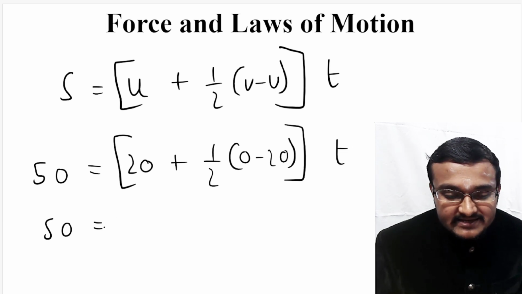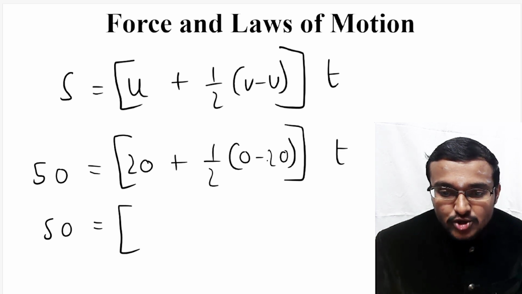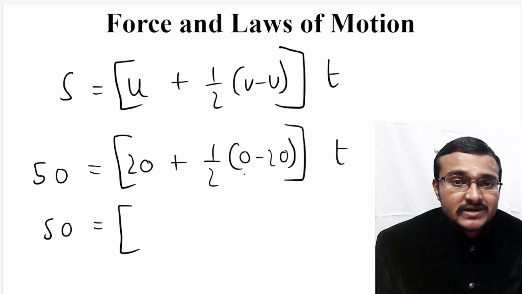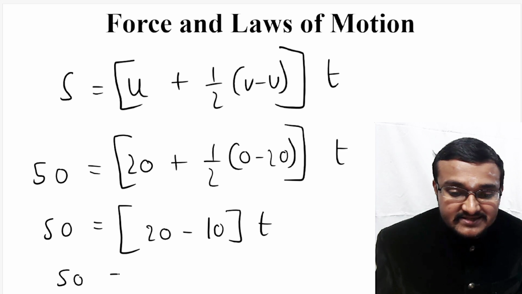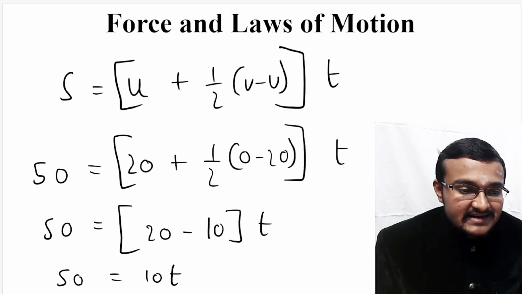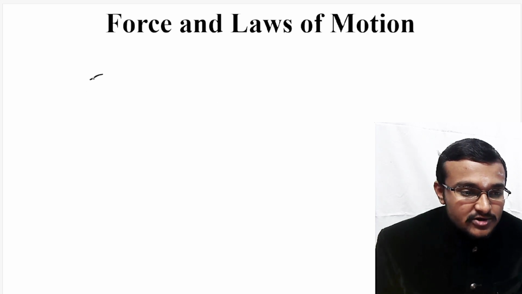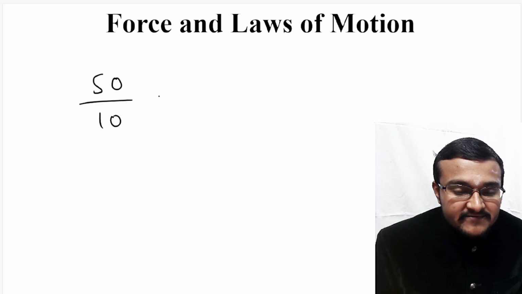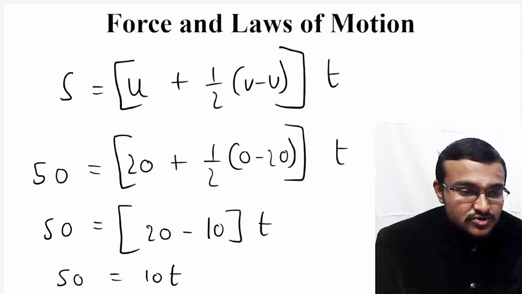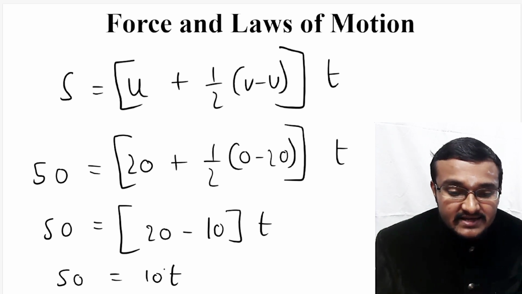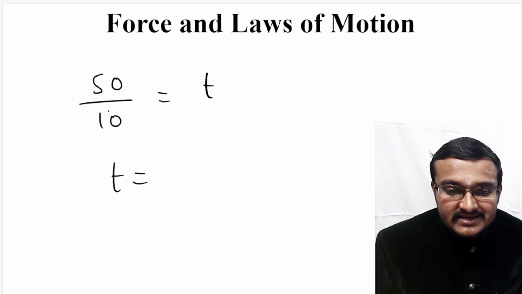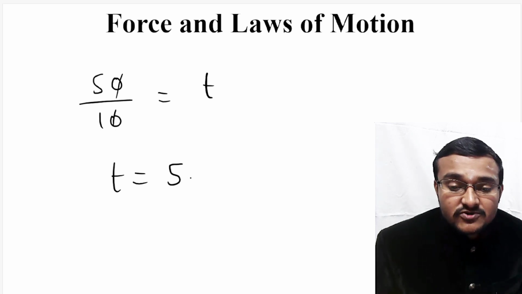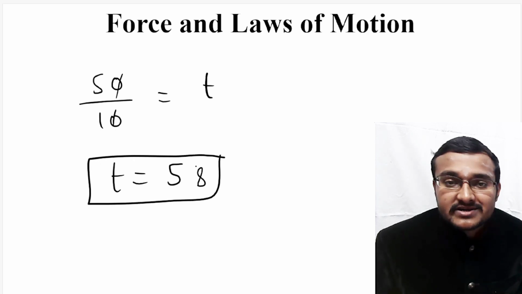So now, 50 is equal to, if you solve this, it is minus 20 by 2, which is minus 10. So 20 minus 10 will be there into time t. So 50 = 10t. Now if you bring 10 to the LHS, that will be 50 divided by 10 equal to t. So 50/10 = t. So t is equal to 5 seconds. Now we have got time t.